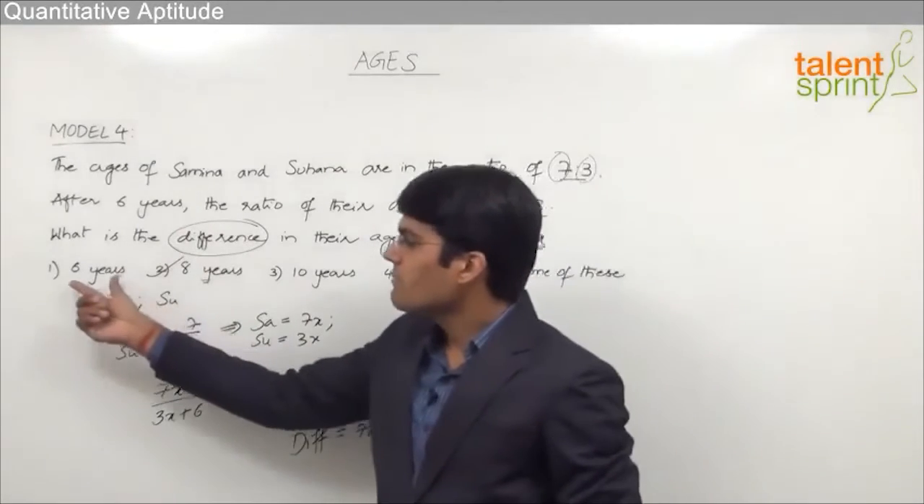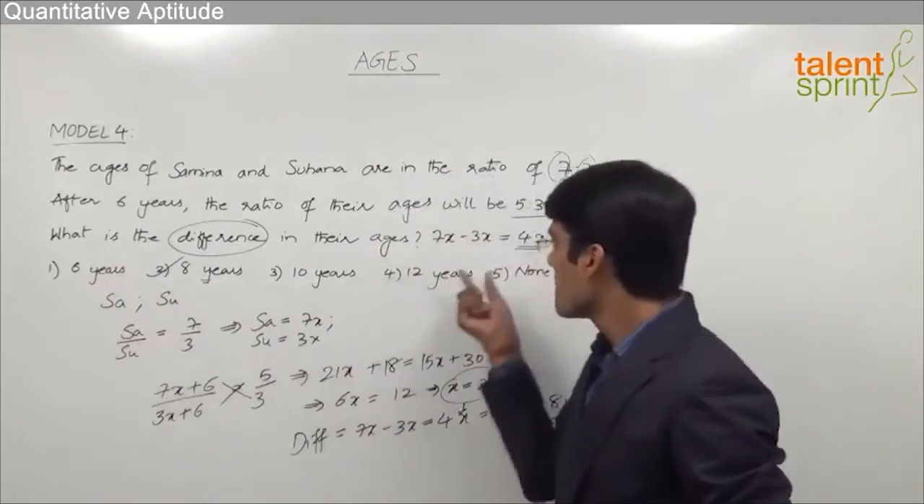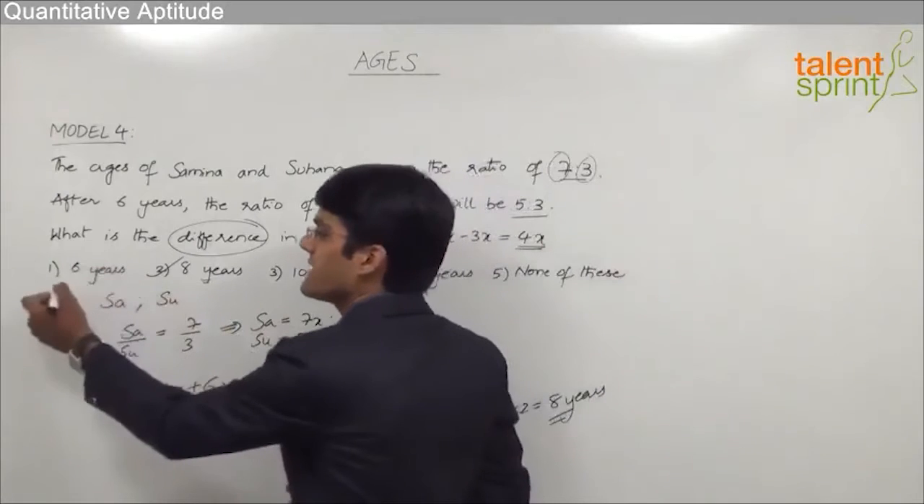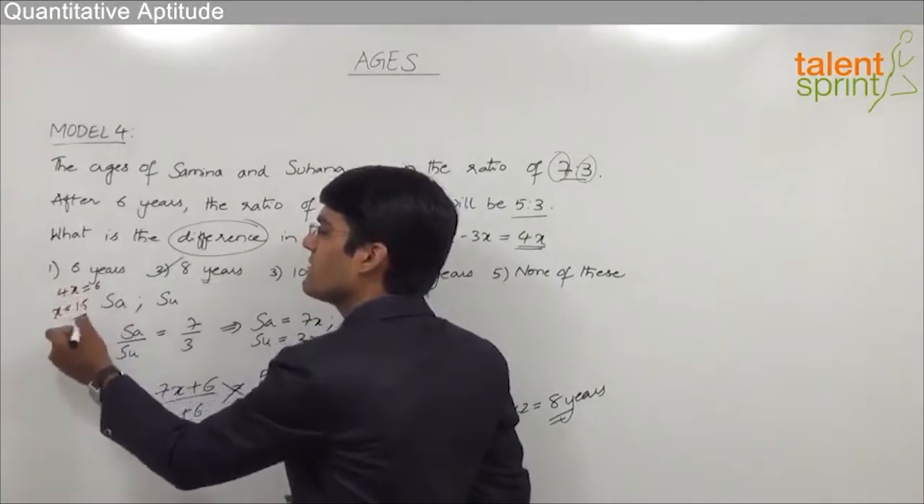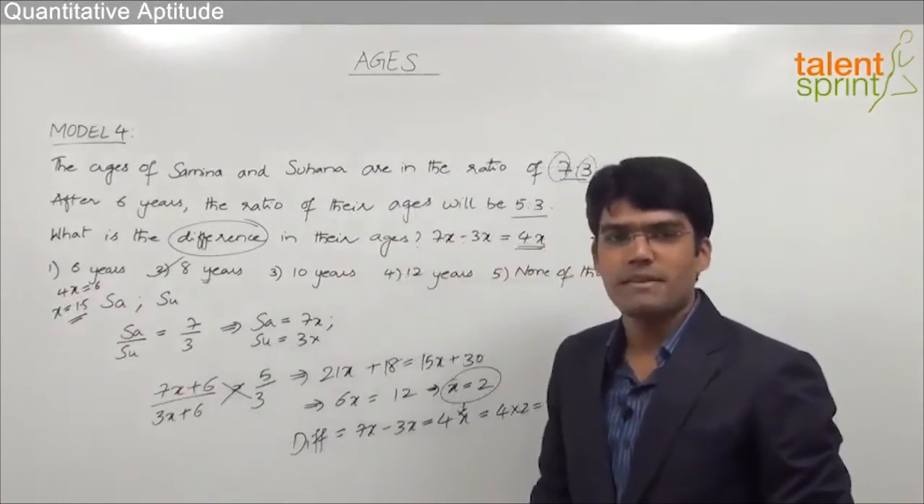Now if you look at option number 1, we know that the difference in their ages is 6 years. That means 4x is equal to 6 years. If 4x is equal to 6, we know x will be equal to 6 by 4, that is 1.5. That means 1 part is equal to 1.5 years.